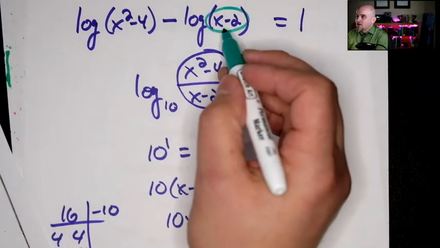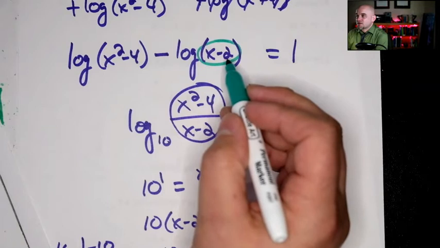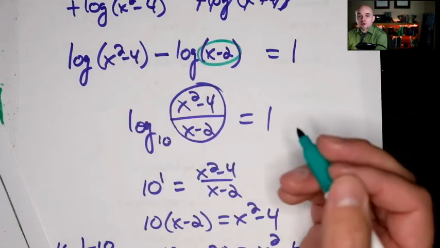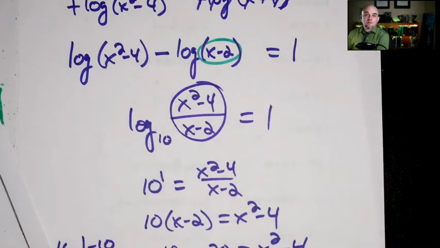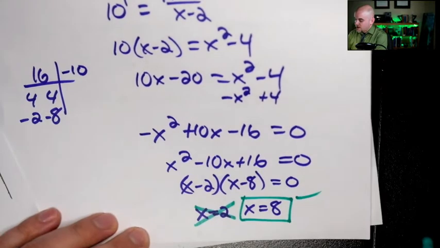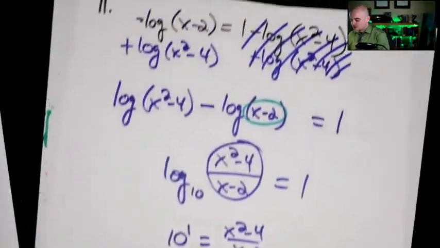If I put 8 in, I get 8 minus 2, which is 6. That's okay. If I put in 8 right here, 64 minus 4, that gives me a positive number. That's okay. Cannot be 0, cannot be negative. Our answer here is just x equals 8. All right? That was number 11.